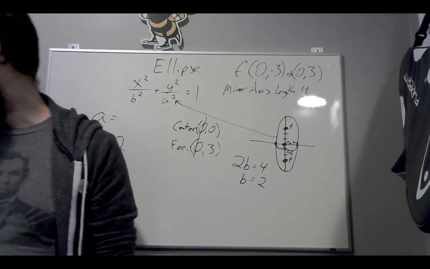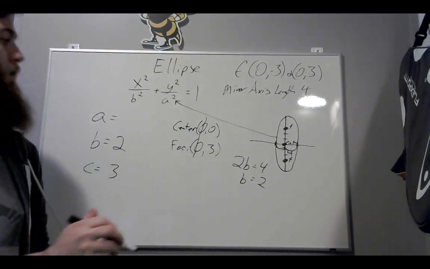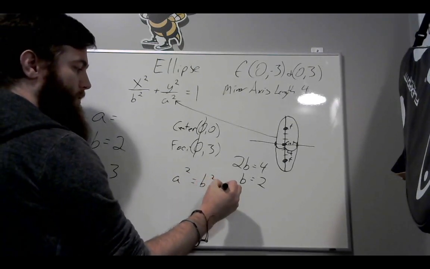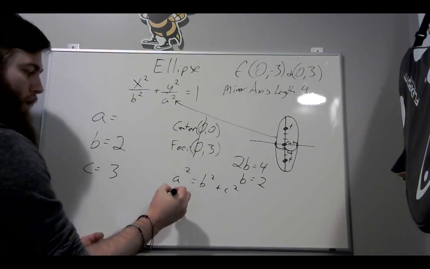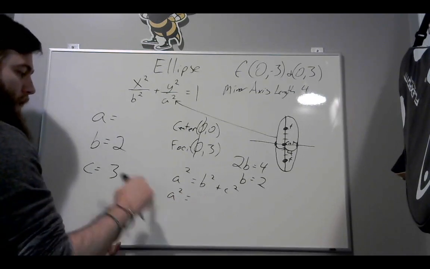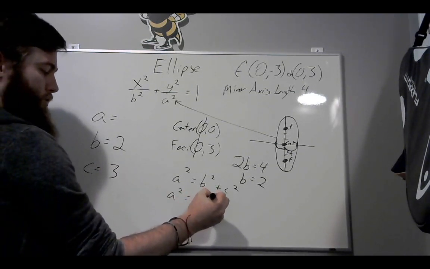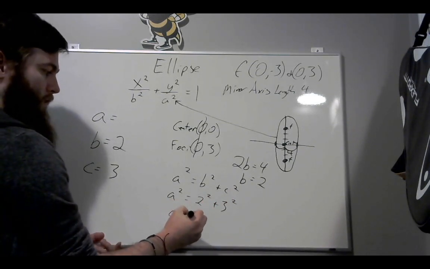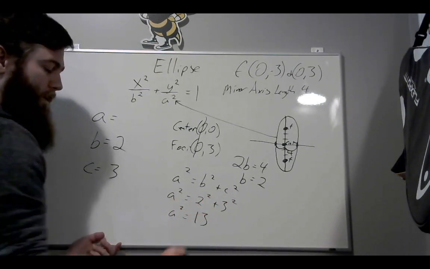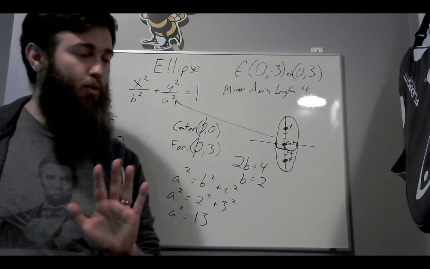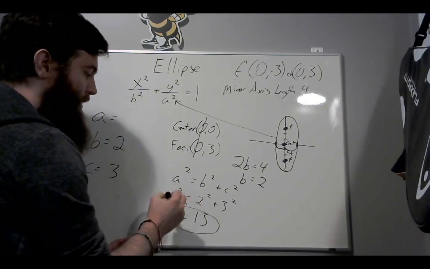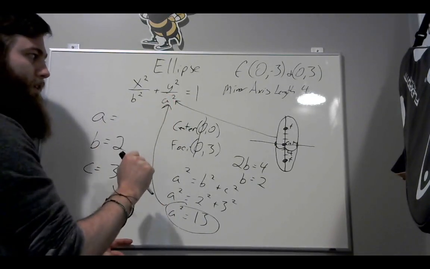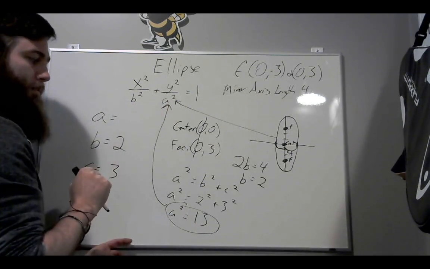So this is going to be a Pythagorean. So that is a squared equals b squared plus c squared. I don't know a yet. So b was 2, so this is 2 squared. c is 3, so 3 squared. So a squared gives me 13. Notice I don't need to take the square root of that, because a squared is actually in the equation itself. So since a squared is in the equation, I can just drop that 13 in there.